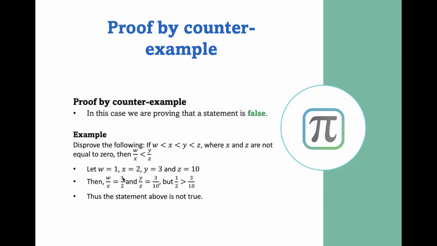Then we can create the fractions. So w over x would be a half, and y over z equals 3/10. But 1/2 is greater than 3/10. It's not less than 3/10. And so the statement above is not true.